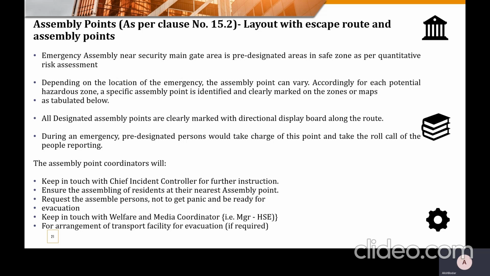During an emergency, a pre-designated person would take charge of the point and take the roll call of the people reporting. So in case of any emergency, to ensure the safety and health of the crewmates and staff, a pre-designated person will take the roll call of all the team members. The assembly point coordinators will keep in touch with the chief incident controller, ensure the assembling of residents, and request the assembled persons not to panic and to be ready for evacuation.